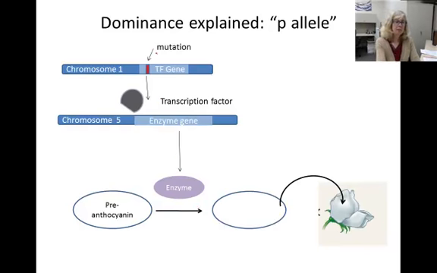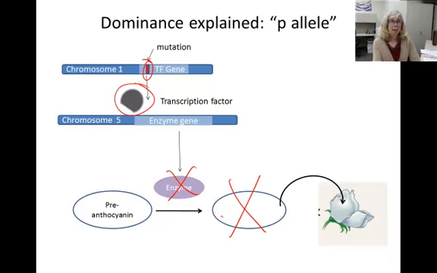But if there's a single point mutation in the transcription factor gene, the so-called little p allele, then the protein that's made has the wrong amino acid, folds incorrectly, and is non-functional. Without the transcription factor, the enzyme gene will not turn on, and so no enzyme will be made. And without the enzyme, no anthocyanin will be made. And without any anthocyanin, the flower is then white.